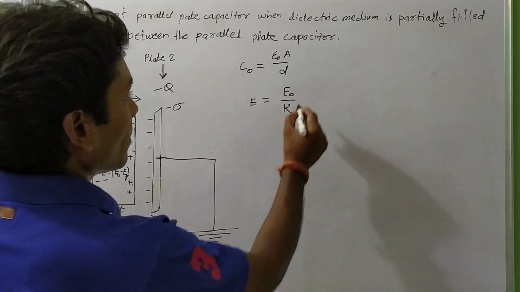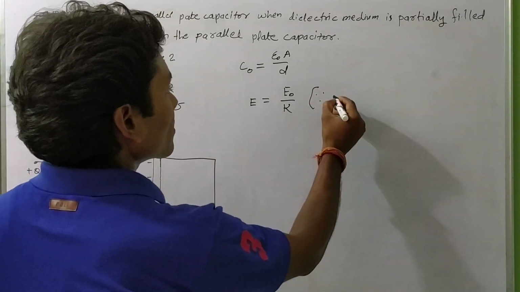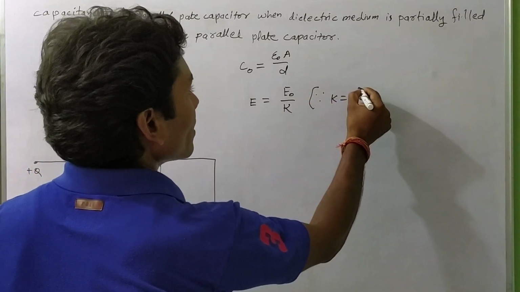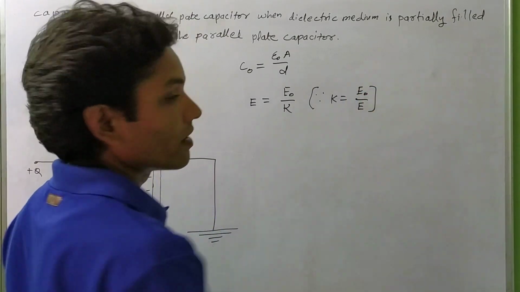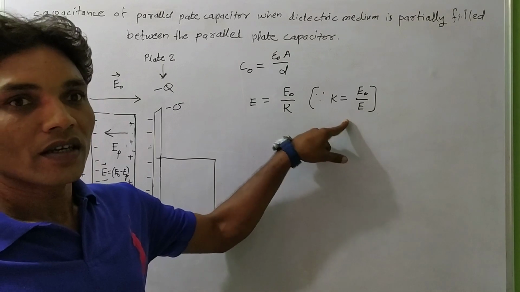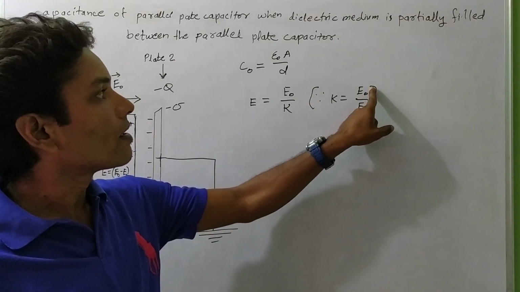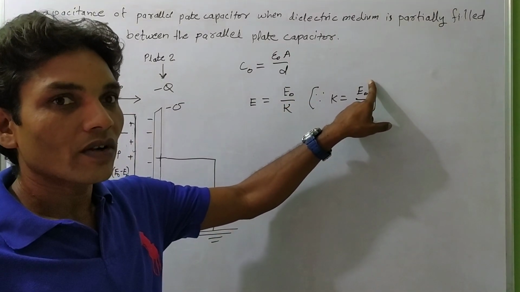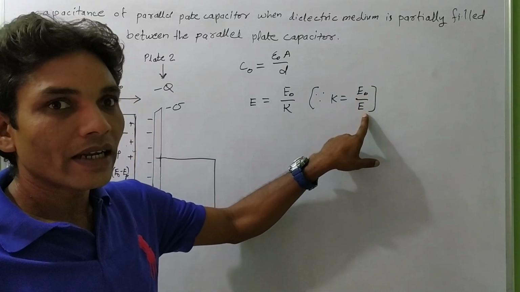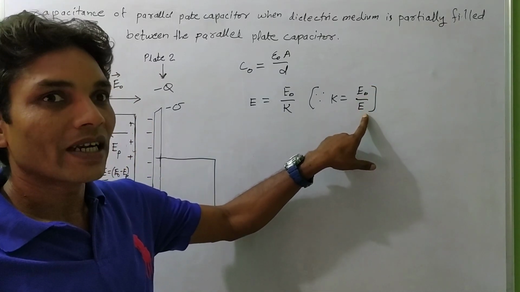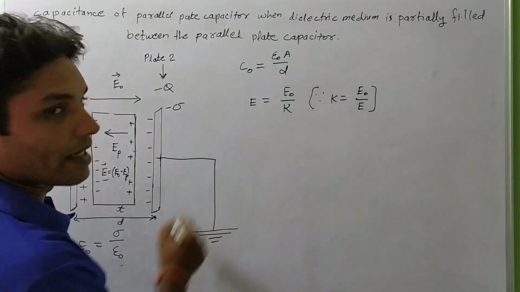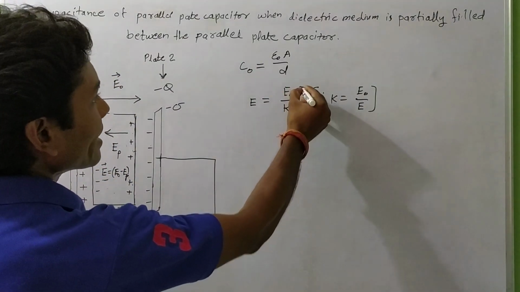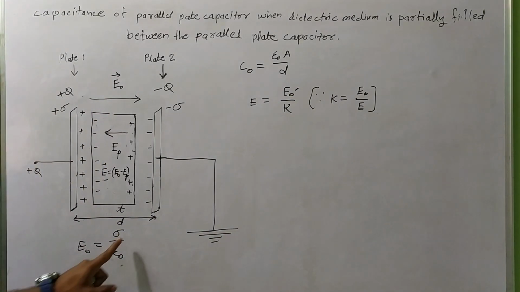From where? Since K equals E naught upon E. This is the relation between the electric field in vacuum or air and the electric field when the dielectric material is kept. Okay, so this is the electric field, but this electric field is equal to sigma upon epsilon naught.